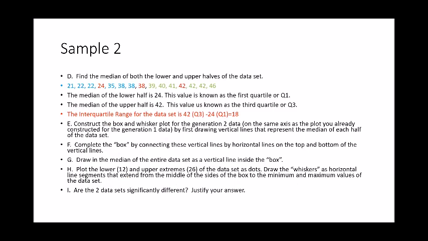So now we're going to find the median of both the lower and the upper halves. So for the lower half, that median is 24. That's now Q1, the first quartile. And the upper median is 42. And that's Q3, the third quartile. The interquartile range is the difference between Q3 and Q1. So Q3 is 42. Q1 is 24. We subtract those and get an interquartile range of 18.